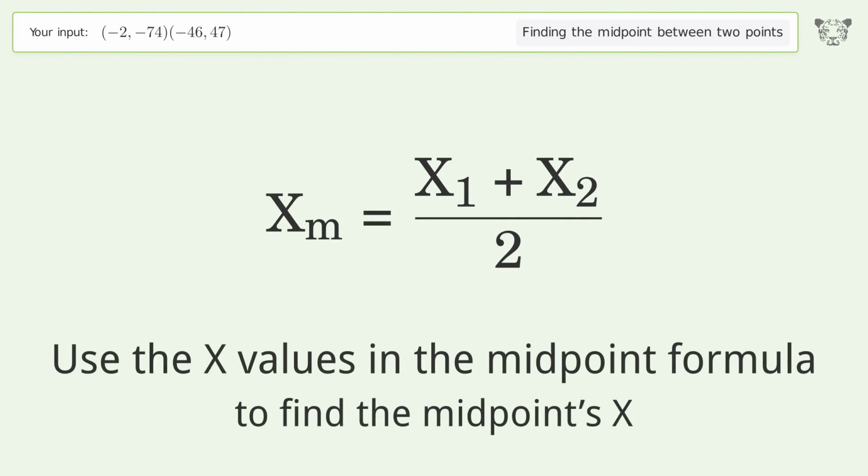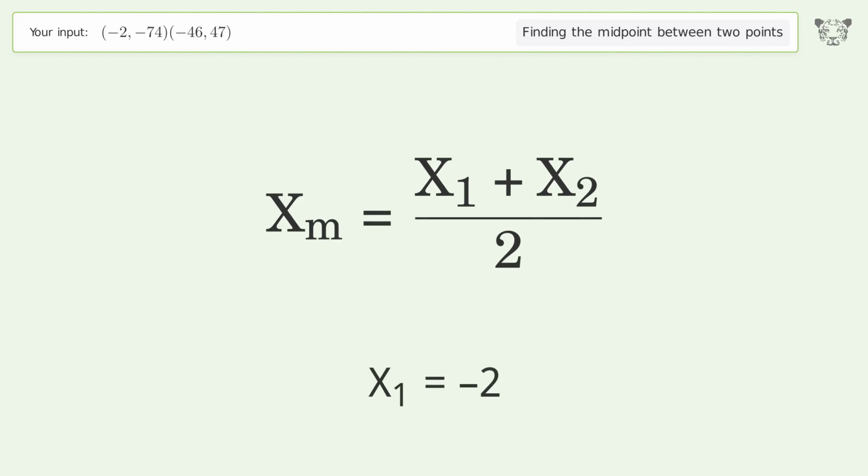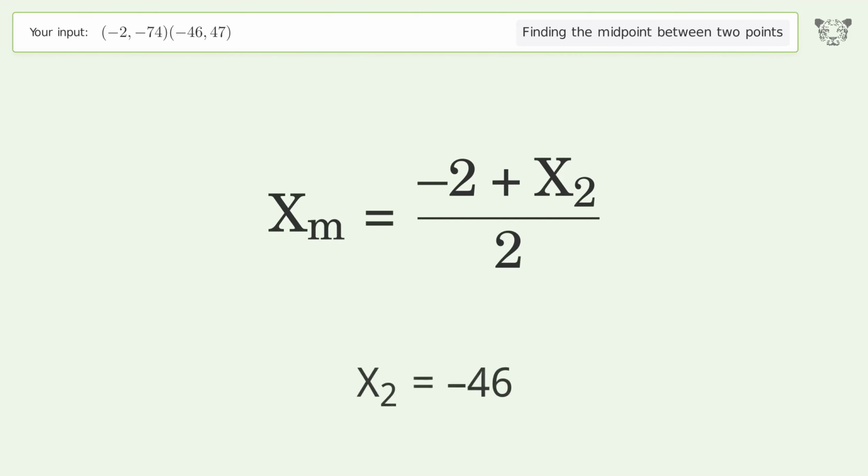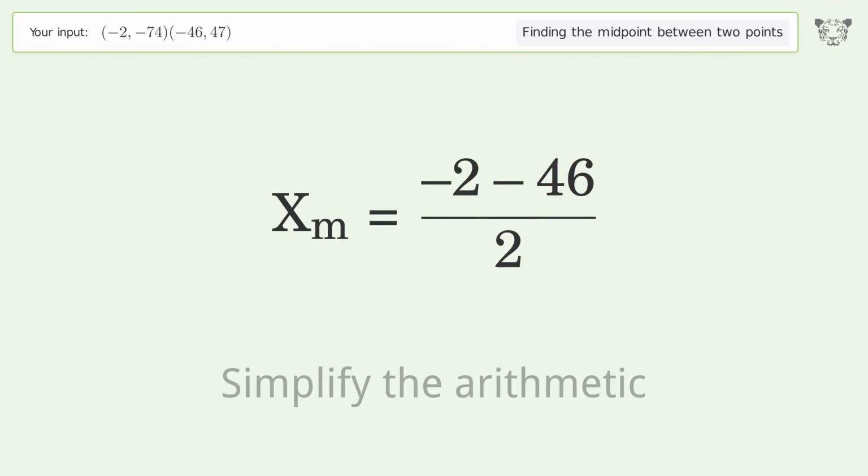Use the x values in the midpoint formula to find the midpoint's x. x1 equals -2. x2 equals -46. Simplify the arithmetic.